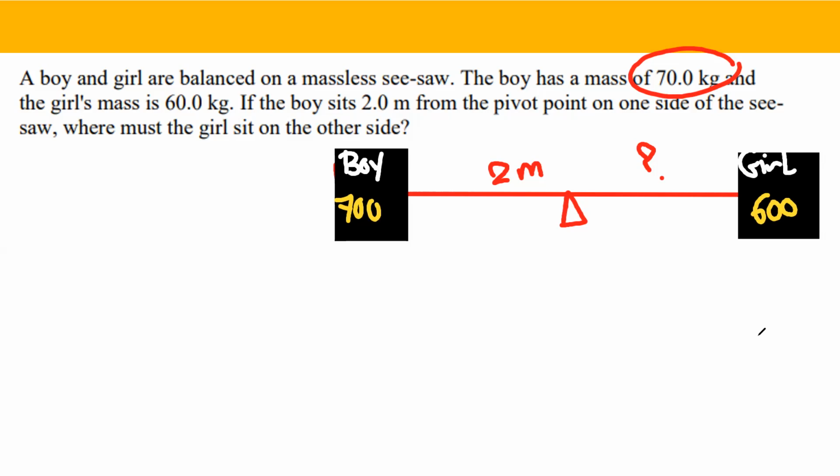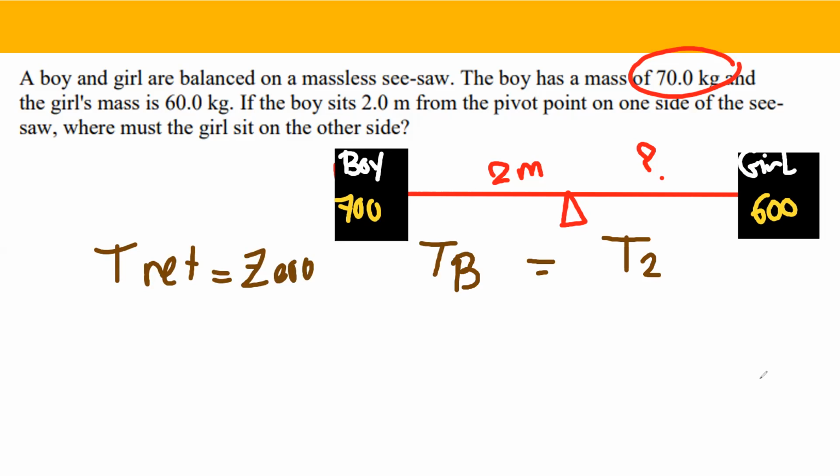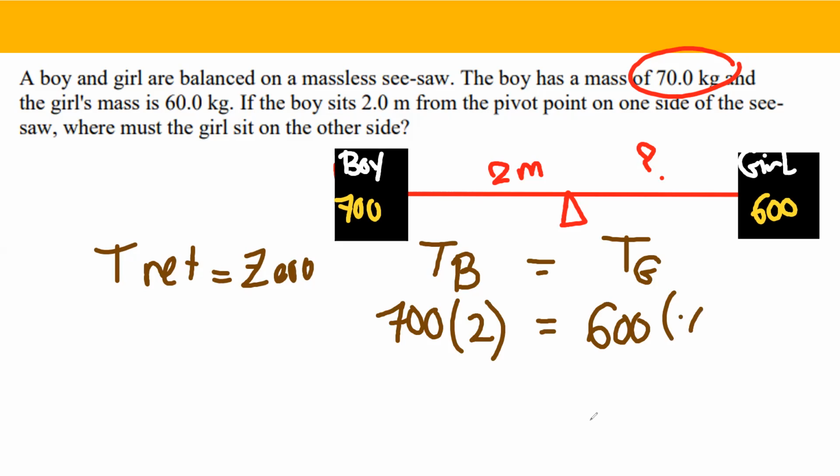So I have now the weight. What do I need to find? I need to find where the girl must sit on the other side to get balanced with the boy. What do we have to do? Net torque is 0. So torque 1 must equal torque 2, or torque of the boy must equal torque of the girl. Now torque of the boy is the force times his distance 2. And torque of the girl is 600 times the distance, which is x.